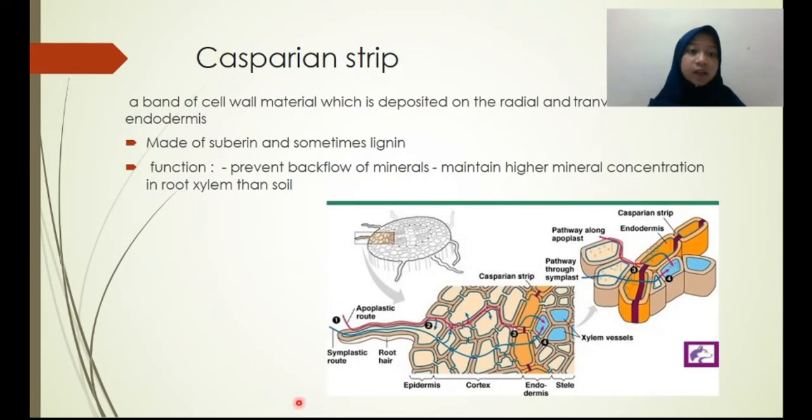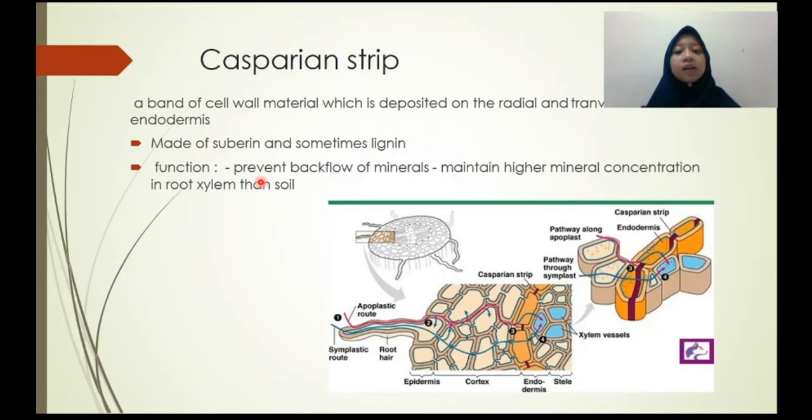Okay, let's move to the next. So, Casparian strip. What's the Casparian strip that I mentioned just now? Actually, the Casparian strip is a band of cell wall material which is deposited on the radial and transverse walls of the endodermis. So what is the difference between the Casparian strip and the cell wall? The Casparian strip is made of suberin and sometimes lignin, but the cell wall is made up of lignin without suberin. So the Casparian strip is to prevent the backflow of minerals. Then it will maintain higher mineral concentration in the root xylem than the soil.